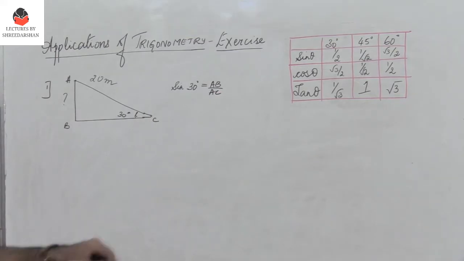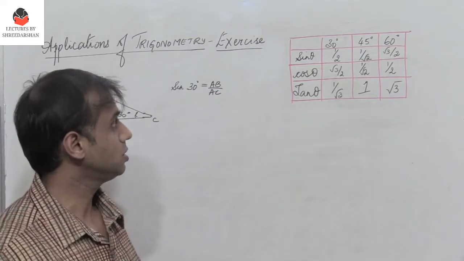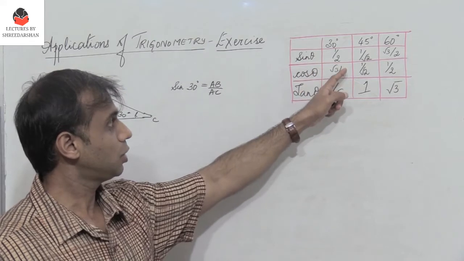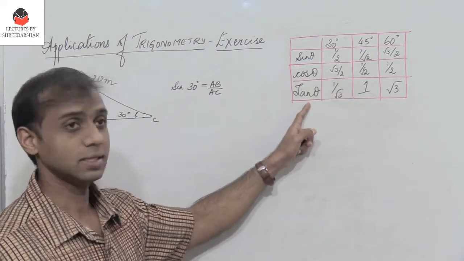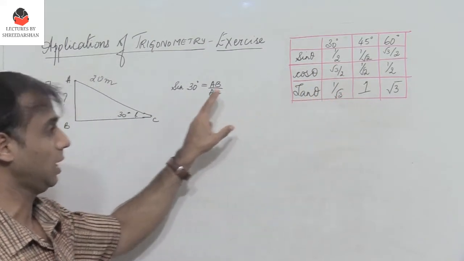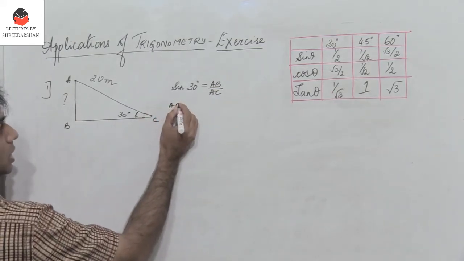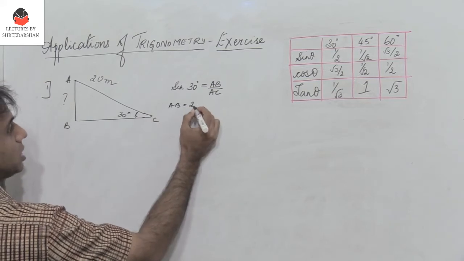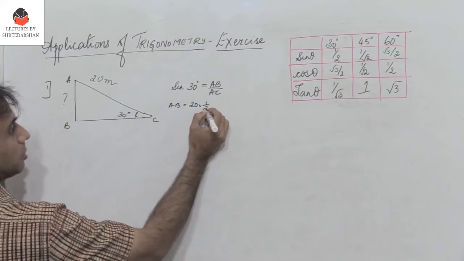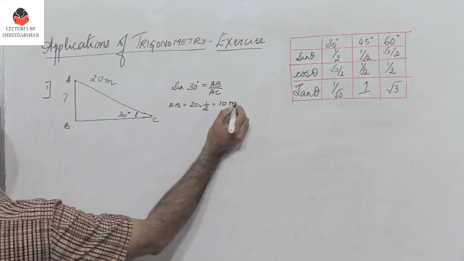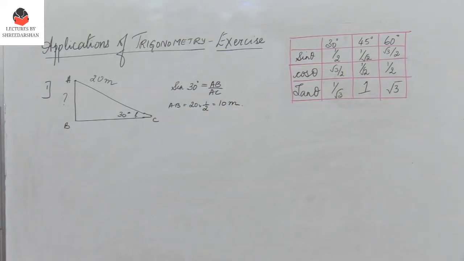So for easy reference, I've already written all the values here: sine 30, 45, 60, and also for cos and tan, so that it becomes easier for us to apply. So I need to find AB. AB is AC, which is 20, into sine 30, which is 1 by 2, so I get 10 meters. So the height of the pole is 10 meters.